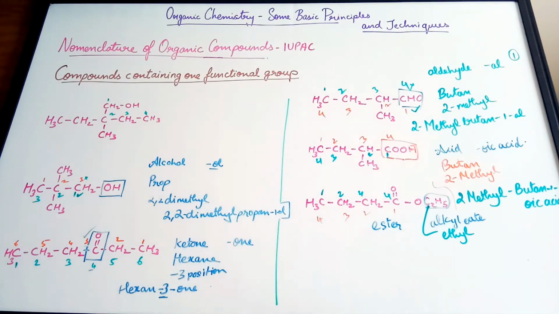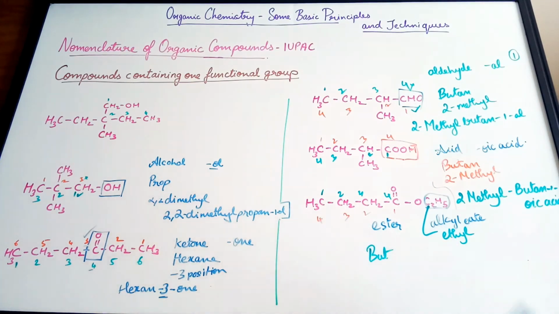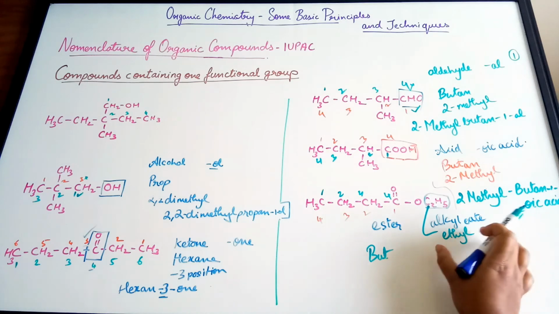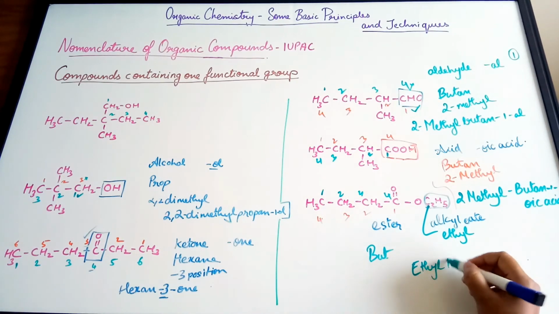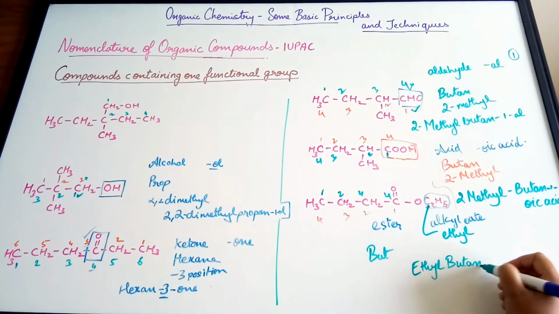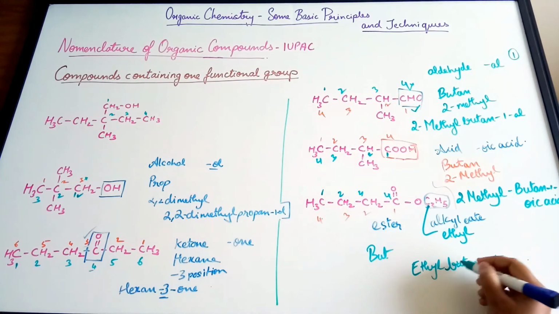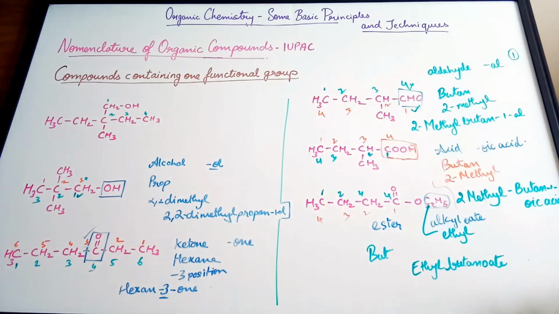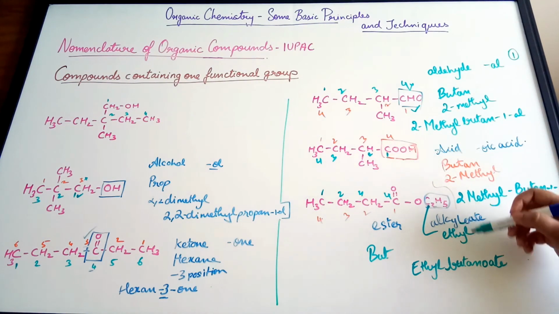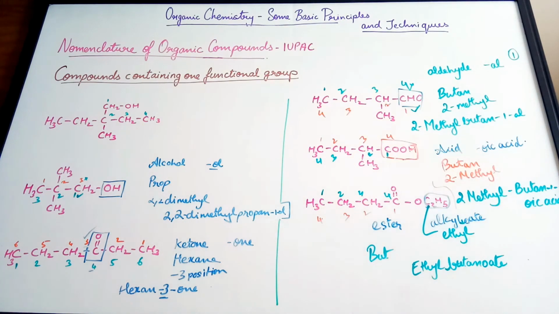Now it is 4 carbons long, which means but-. Now we need to write the alkyl group, ethyl, then butan-oate. So ethyl butanoate is the name of the ester. In between the alkyl and the oate, the word root comes in.